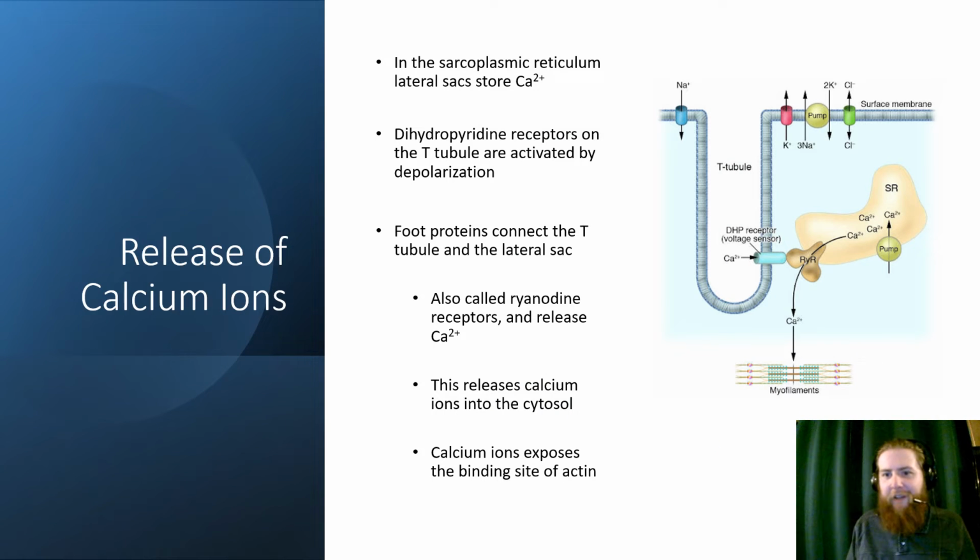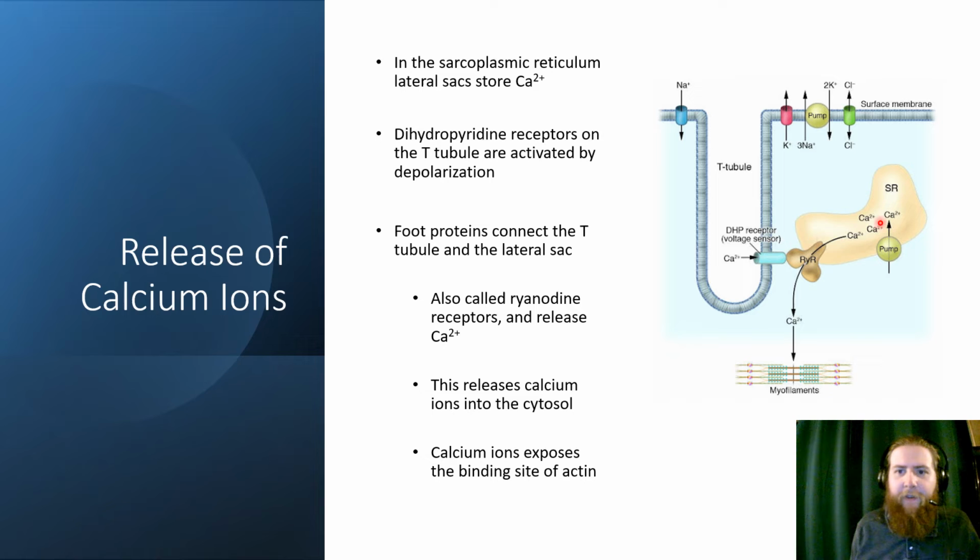So to get these muscle cells contracting and to get this action potential through, we have to release calcium ions. In the sarcoplasmic reticulum, this little structure over here on the right, we have lateral sacs that store calcium ions, Ca2+. To activate these, the action potential has to go to that dihydropyridine receptor on the T-tubule, which gets activated by depolarization. In turn, these foot proteins that are connected here also get activated, and they release that calcium ion. We call these ryanodine receptors.